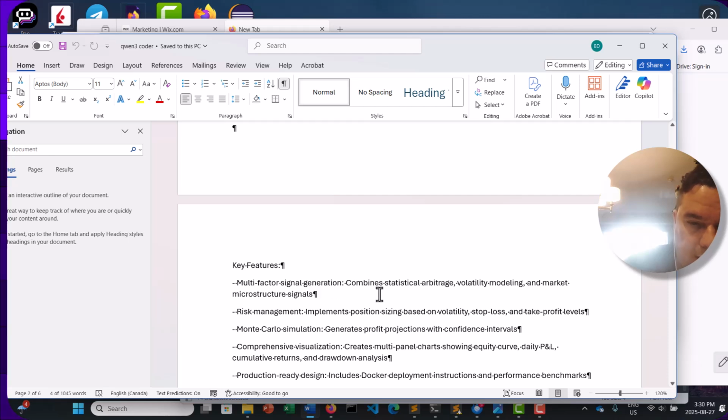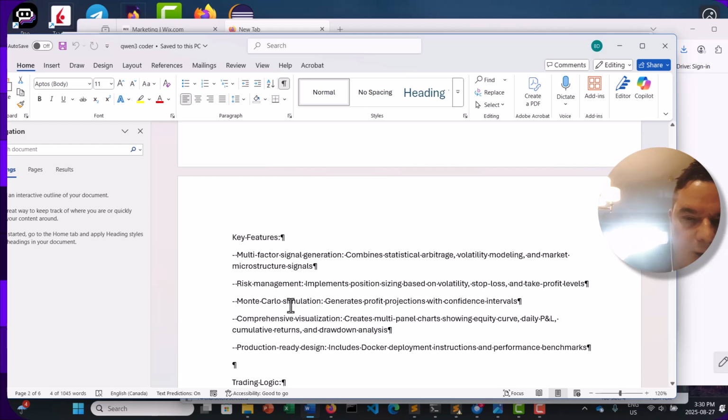Multi-factor signal generation. This is amazing. Combines statistical arbitrage, volatility modeling, and market microstructure signals. Just to give you an example, each scan can take, from what I saw, probably half an hour to 45 minutes. That's how sophisticated these things are. Okay, you cannot do this on a homegrown rig with your own machine learning. There's no way. And even if you could, there'll be a new version that will blow it out, and you can't run it anymore because the next version is more sophisticated.